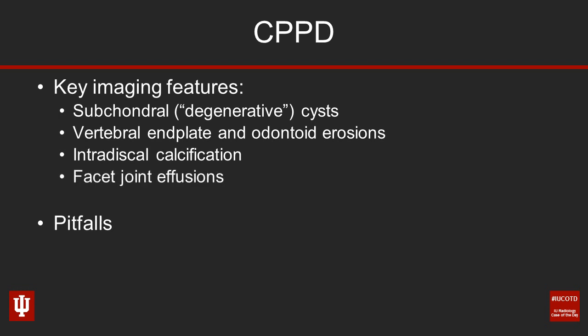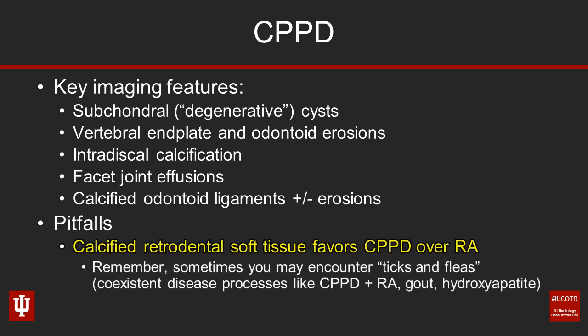Look for the facet disease, facet joint effusions and erosions, and then be on the lookout for calcification of the odontoid ligaments that may be associated with erosions. There are a couple pitfalls to keep in mind. First of all, if you see that calcified retrodental soft tissue, that's going to favor CPPD over rheumatoid arthritis, but don't forget that sometimes patients have ticks and fleas. In other words, they may have coexistent disease processes like CPPD and rheumatoid arthritis, or even CPPD and other crystalline arthropathies like gout and hydroxyapatite deposition.